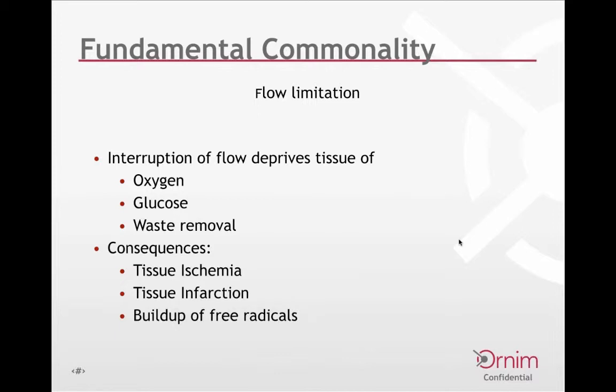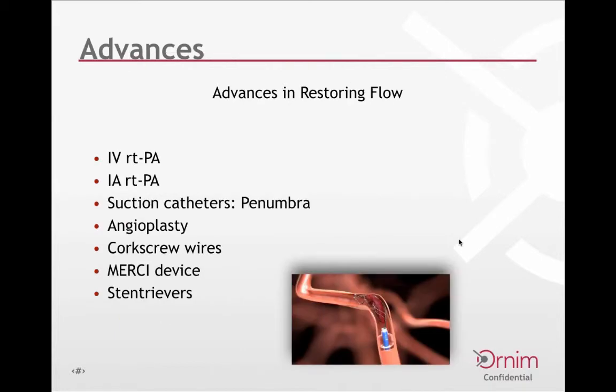of view. Interruption of flow also deprives the tissue of waste removal, which is an issue because the buildup of toxins has a secondary effect on causing further damage to the brain. So the consequences are tissue ischemia, tissue infarction, and the buildup of free radicals and other waste products that have a deleterious effect on tissue that is at risk.